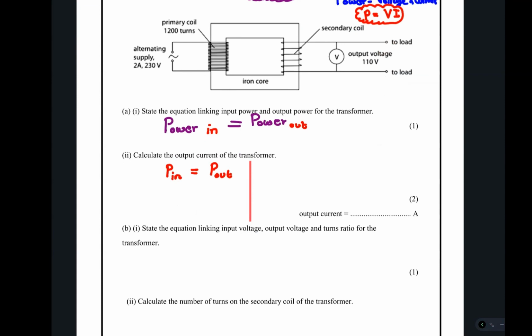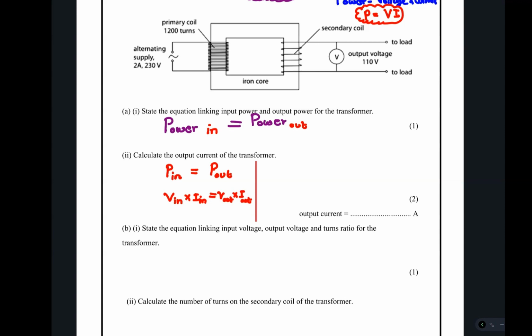Now, using power in equals power out, we can rewrite this as V in times I in equals V out times I out. And in, this is the primary coil, and out, we're going to use the secondary coil. Remember, we're using out because at the secondary coil, that is where the power is going to be taken out of the transformer. Now we need to check the voltage in the primary coil and the current in the primary coil. That's well demarcated there.